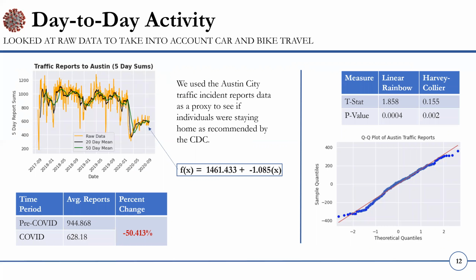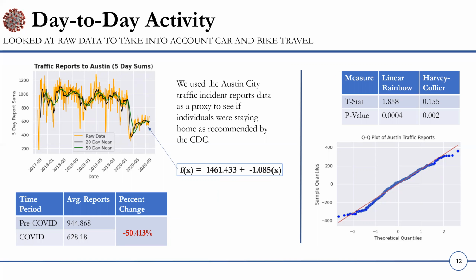We needed to find a proxy to see if people were living their lives as normal, if their behavior was still being affected by COVID-19. We used a data set produced by the city of Austin that tracks traffic reports, for example, collisions or hazards. We believe that this accurately represents people's movement around the city because as streets get busier and more people start to go to stores or go to eat, reports would increase.